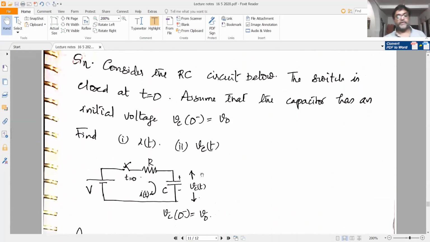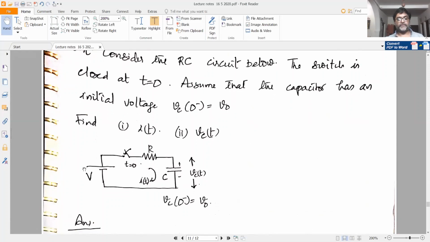The RC circuit is assumed with a switch which is open before t equal to 0, and this switch is closed at t equal to 0. And the capacitor is assumed to have an initial voltage Vc of 0 minus is equal to V0. Okay. So there is a voltage source V, a resistance, a capacitance, and current flowing through the circuit starting from t equal to 0 onwards. And this is the capacitor voltage. You are given that Vc of 0 minus is equal to small v0. Okay. Is that clear? You know what happens with this circuit?